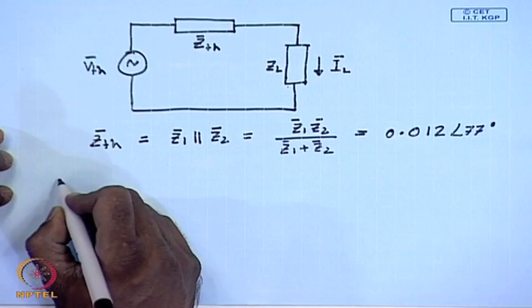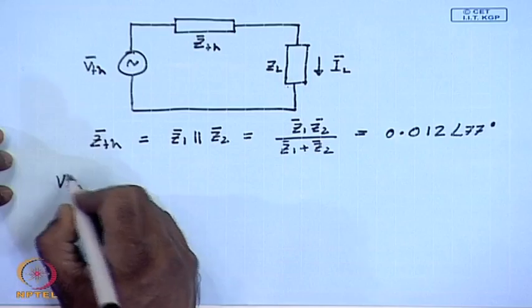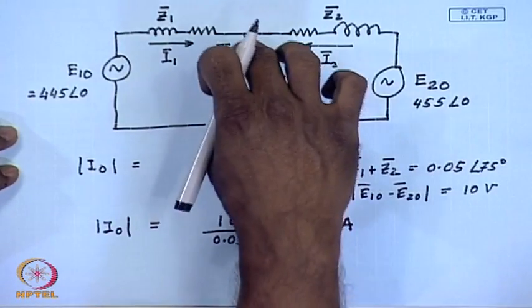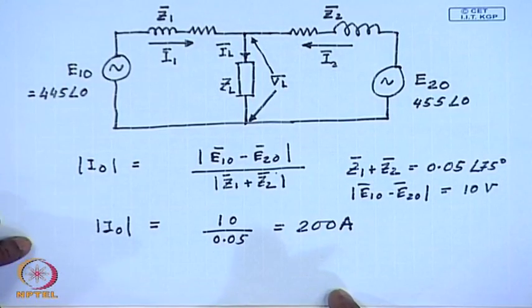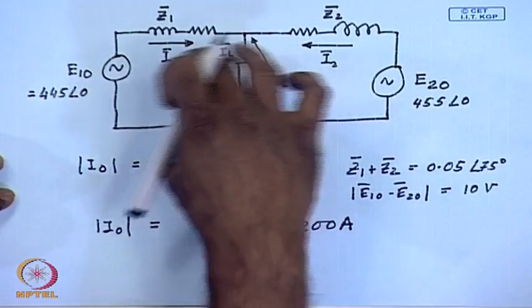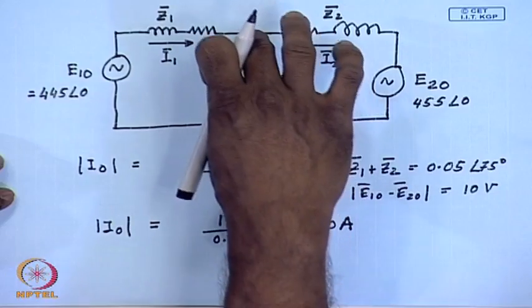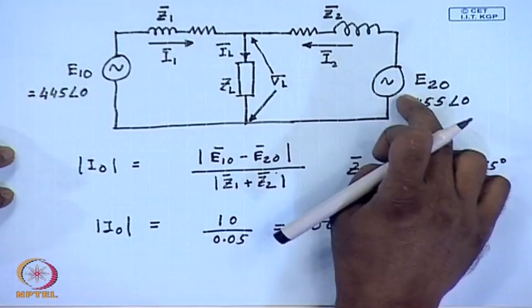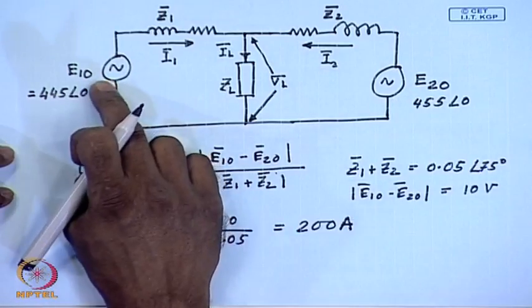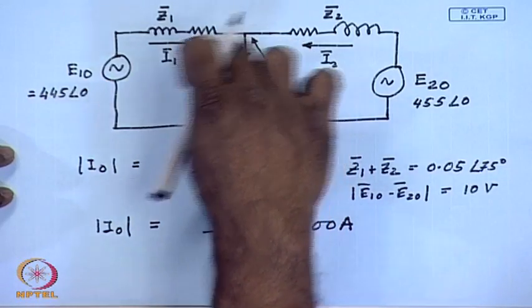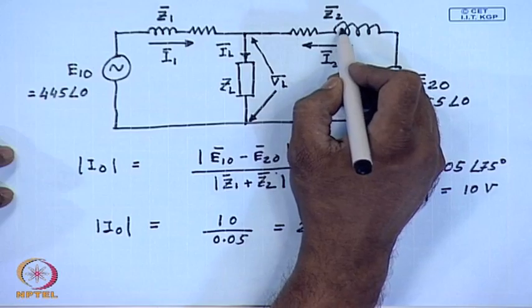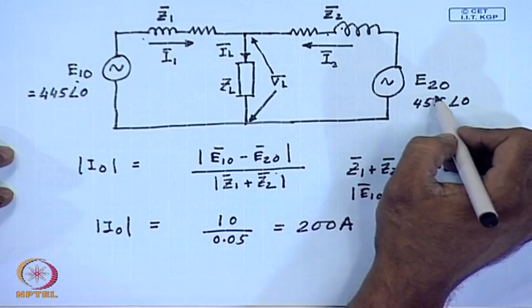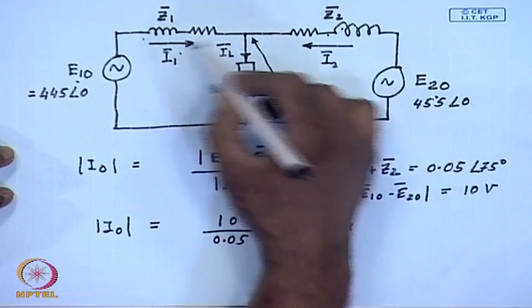How do I find out VTH? In order to find VTH, that is the open circuit voltage at this terminal, we will have to apply the superposition theorem, that is, assume one of these sources at a time, find out the voltage here and then add them. While considering one source, the other source will be shorted. So, the contribution to the open circuit voltage due to this source will be Z2 divided by Z1 plus Z2 into E10, and the contribution of this source will be Z1 divided by Z1 plus Z2 into E20.